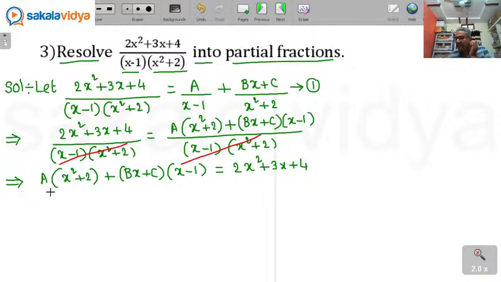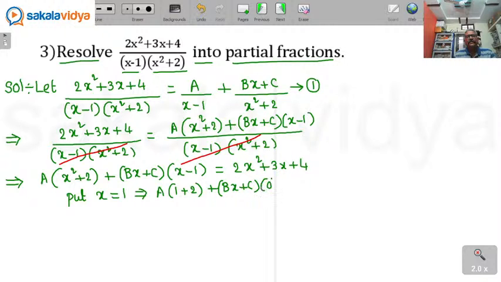2x square plus 3x plus 4. You can check the step. So now the linear factor we have is x minus 1, so that one substitution can be entertained here. That means put x equal to 1. If you put x equal to 1, what do you get now? A times 1 square plus 2, plus bx plus c into x minus 1. 1 minus 1 is 0, equal to 1 square, 2 into 1 plus 3 into 1 plus 4.